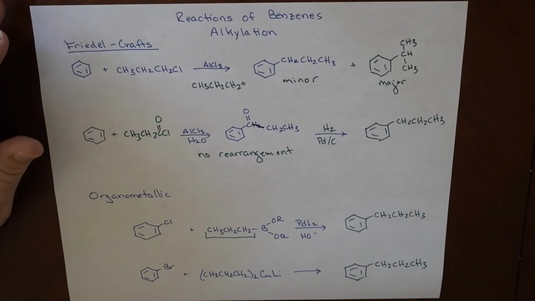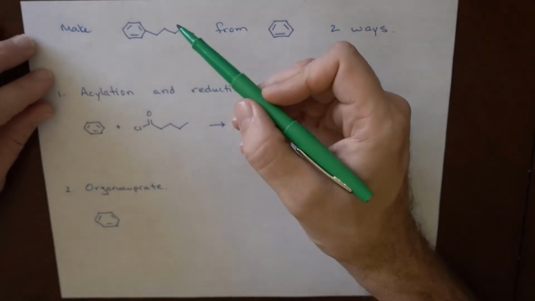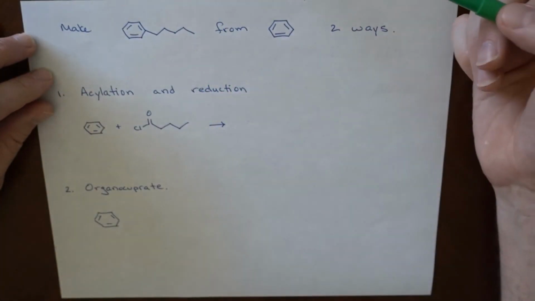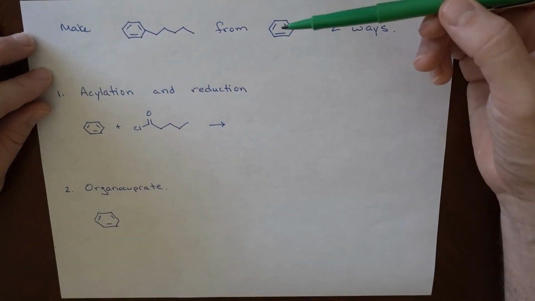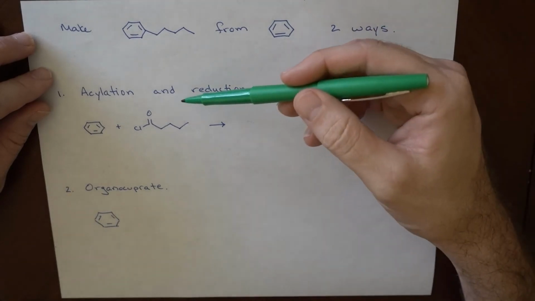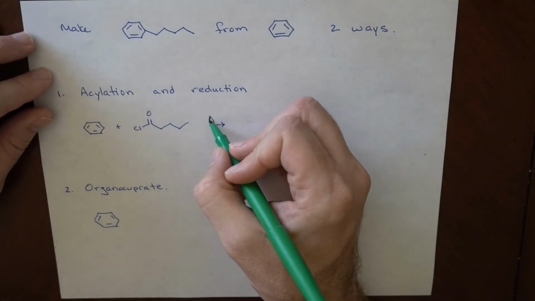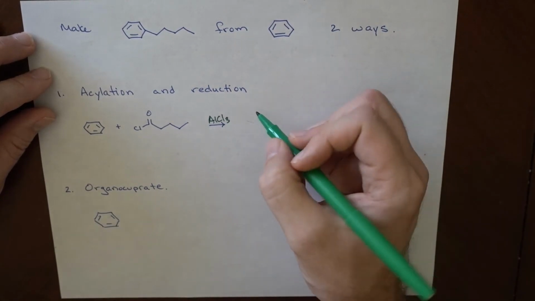So a common question that you might get asked would be something like this. We want to make 1, 2, 3, 4, 5. We want a 5 carbon linear chain being added from benzene. We want to do it in 2 different ways. So one method could be acylation and reduction. So we go through this, we do it in the presence of aluminum chloride.